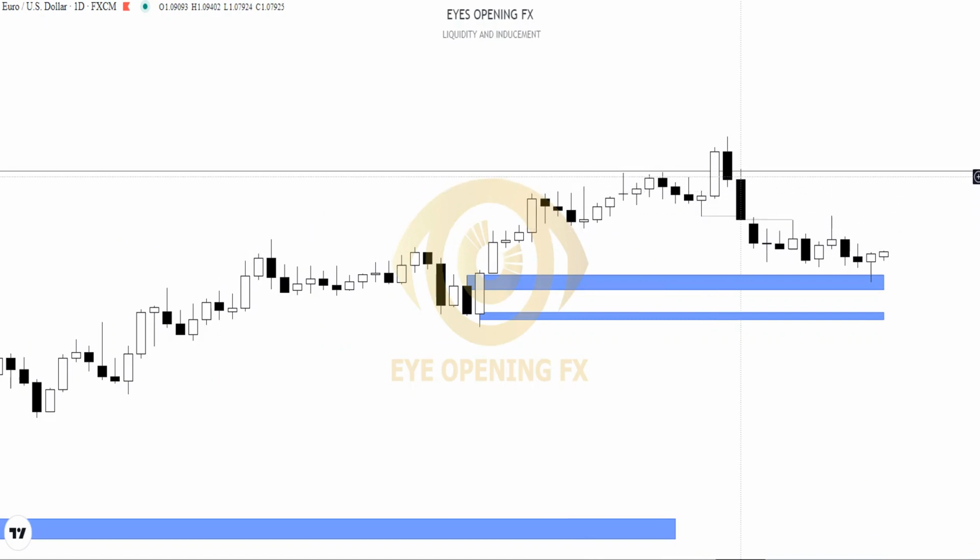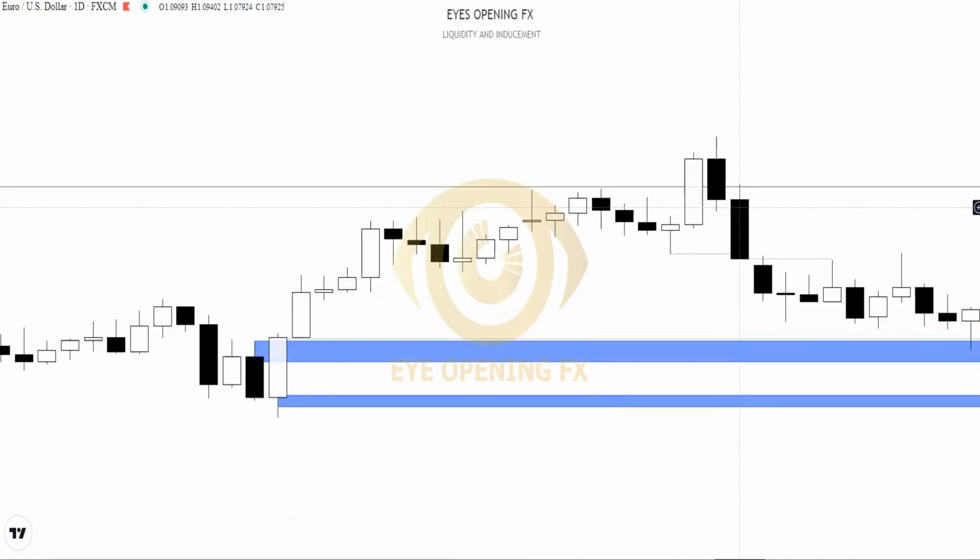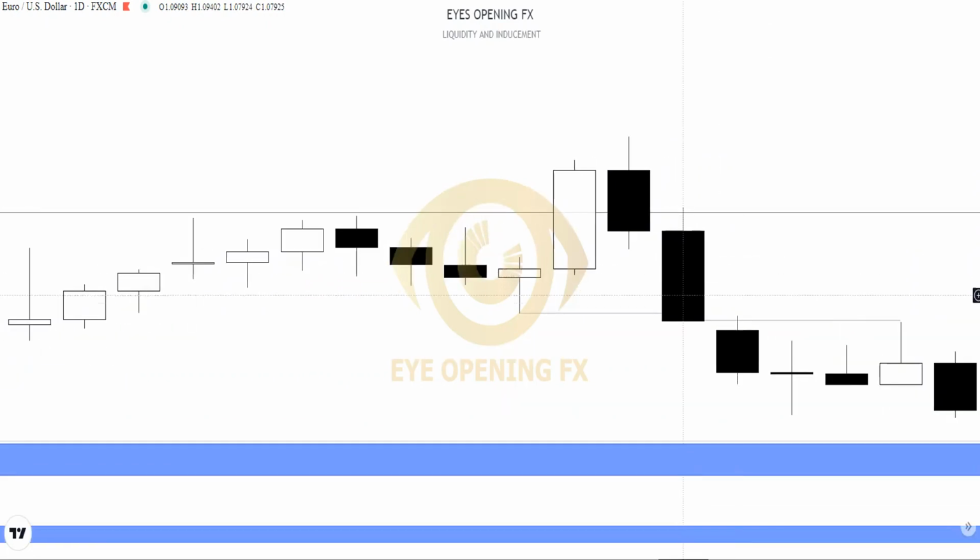Sorry, it opened around this area, close around this area. All right, so since market opened around this area right here, the bearish candle closed around this area, and this is also the low of the candle. It didn't even form any wick at all based on this time frame.